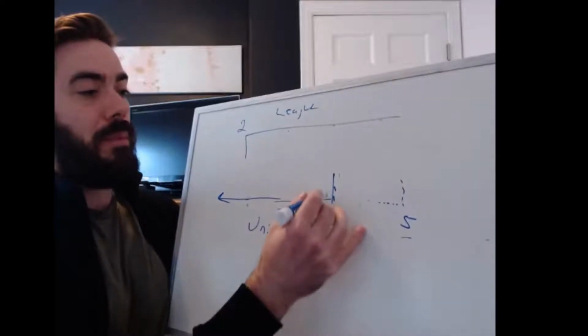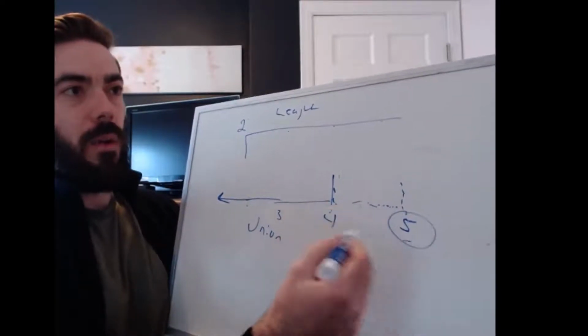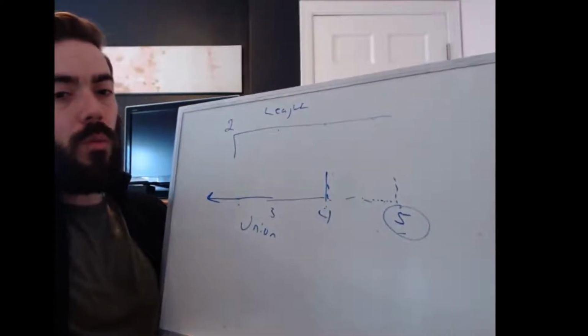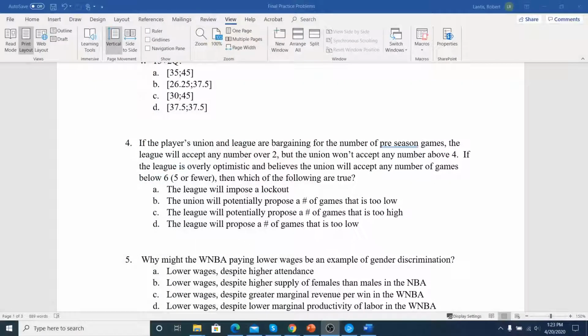They're not going to accept 4 if the league offered 5. And so the union might even here say, well, look, we're still at least a game off. We're going to cause a lockout. If this is what you want, we're not willing to kind of give in. Right? So if that's the scenario that we have, we look at this. What's the potential answer? Right?